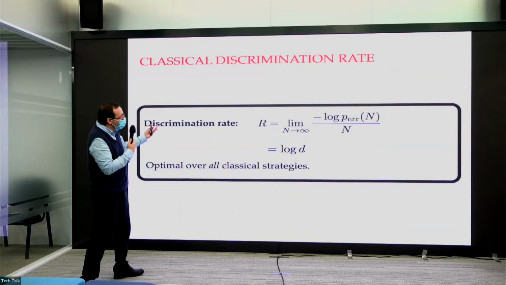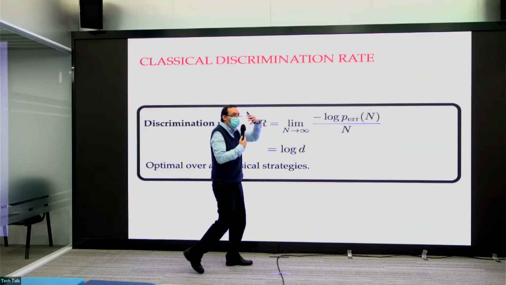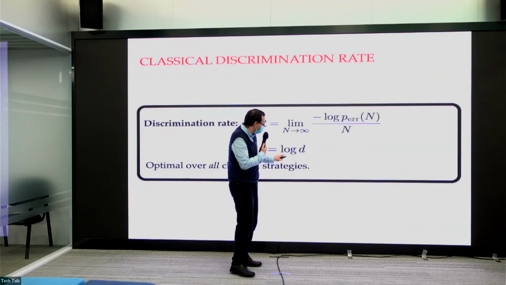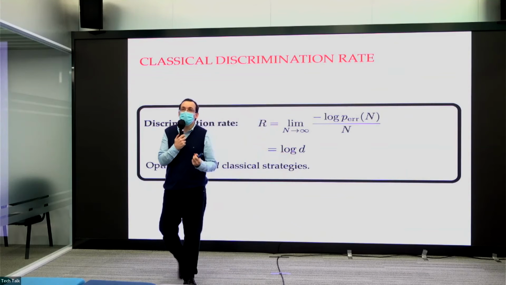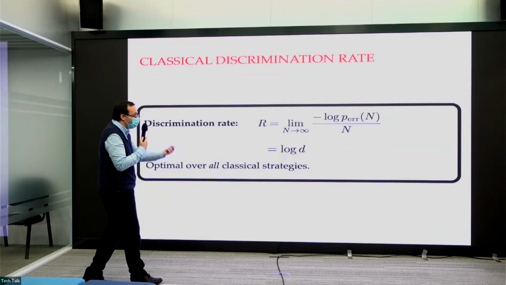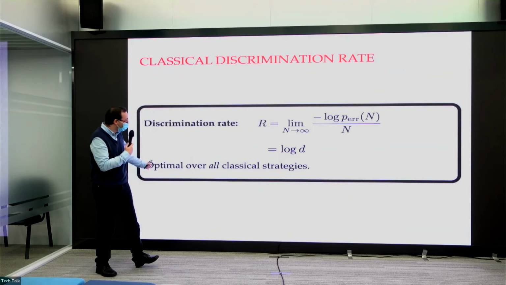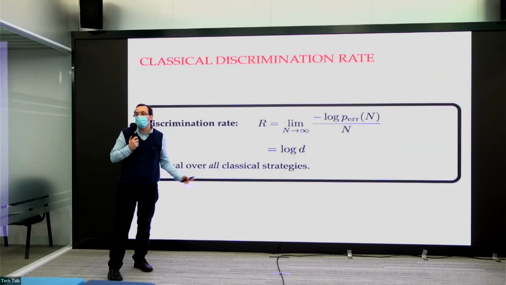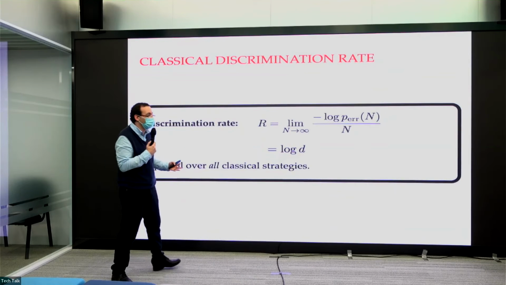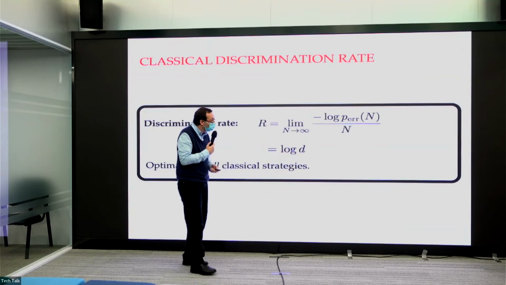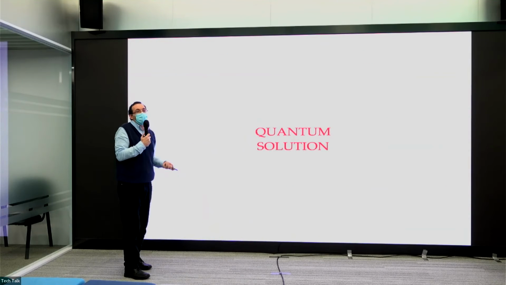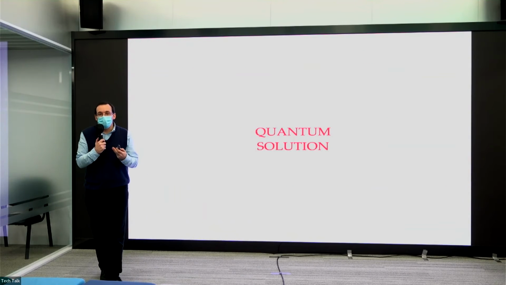If you compute the exponential rate of decay of that probability of error, it is the logarithm of d. This is the speed at which the error probability goes to 0. And this is actually the best over every possible classical strategy that you can think of, not just the one that I mentioned. Now, let's see the quantum solution of the problem, and let's see how well we can do there.